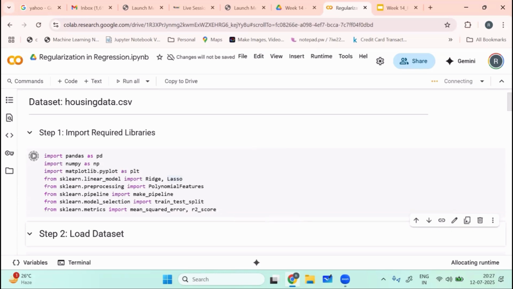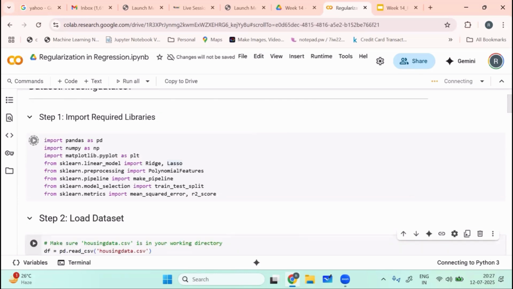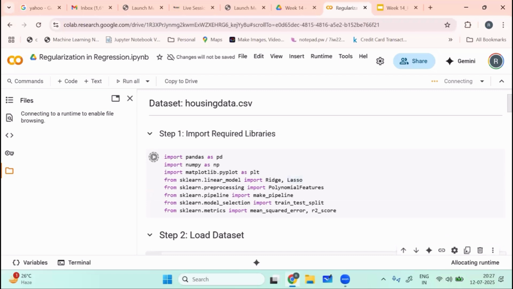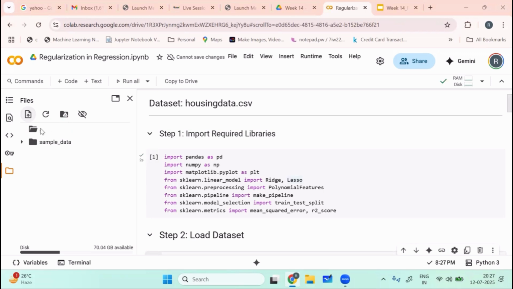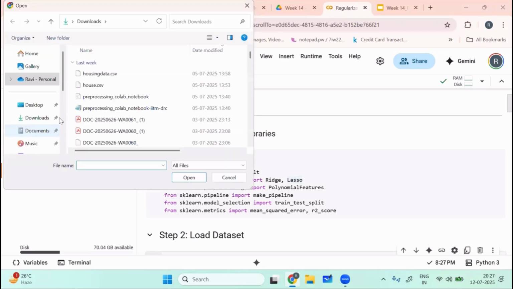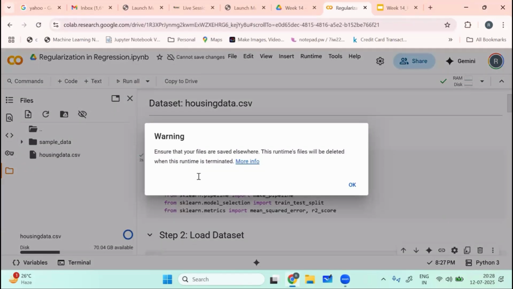Let me run this. To load the dataset, I need the housing data, right? So I need to upload it on my Colab. It may take a minute, or I think now 50 seconds. Let me hide this floating control. This is the housing data. Getting it uploaded, guys.